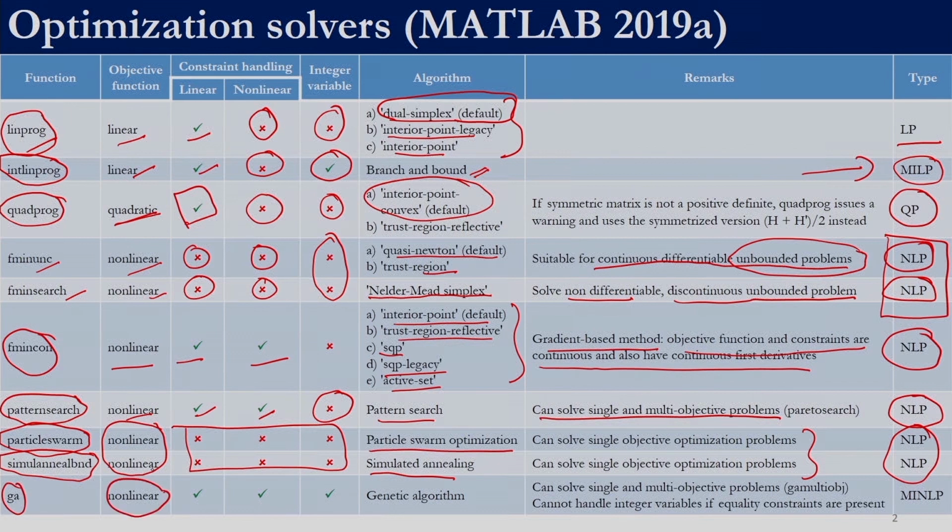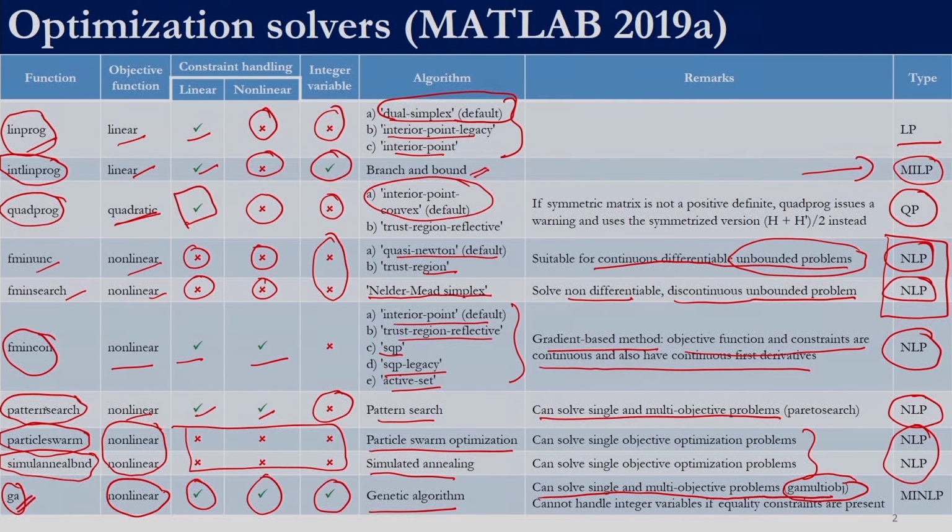Here it can support nonlinear objective functions, linear constraints, nonlinear constraints as well as integer variables. The underlying algorithm is the genetic algorithm, which we have previously seen in this course. It can solve single as well as multi-objective optimization problems. If we are to use multi-objective optimization, then the function name is gamultiobj. For single objective, the name of the function is ga.